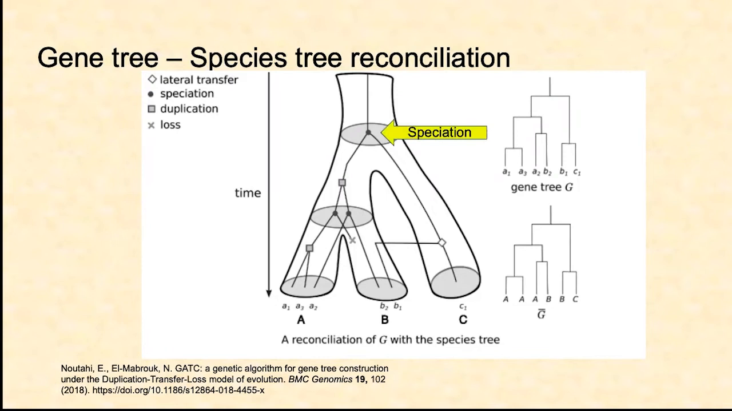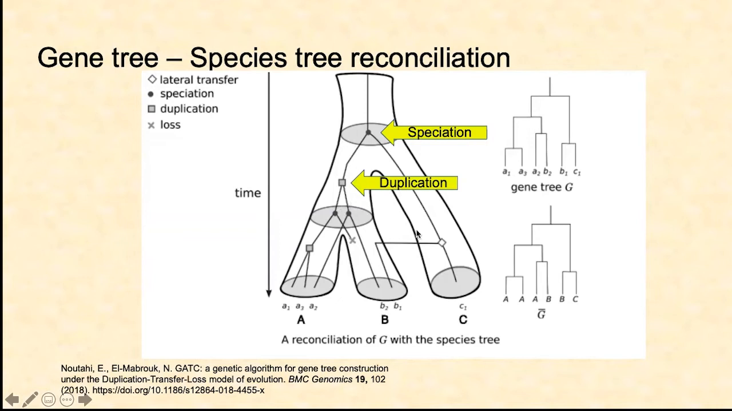So here is a speciation event, and you see the line in the center represents the lineage of a gene, and this 1 copy becomes 2 as it goes into, 1 into each lineage. So that's a speciation event. Here is a duplication event where within a single lineage, 1 copy becomes 2.